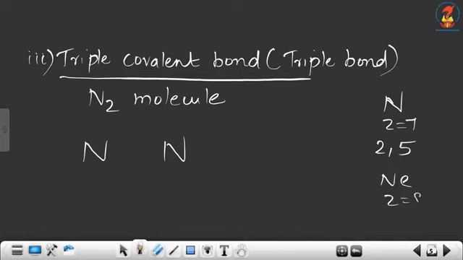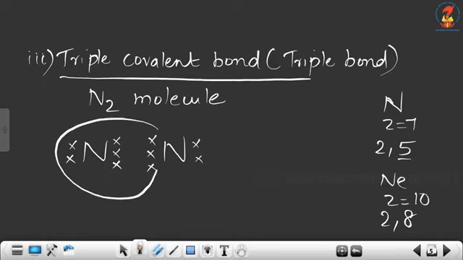Nearest noble gas is neon with configuration 2, 8. So it needs 3 more electrons to get the configuration of neon. So you have to write 5 electrons around, because in the outermost shell we have 5 electrons. So around each nitrogen atom we represent 5 electrons. Now how can this first nitrogen atom attain stability? It already has 5 electrons. It needs 3 more electrons. So draw the circle. Now it has 8 electrons.